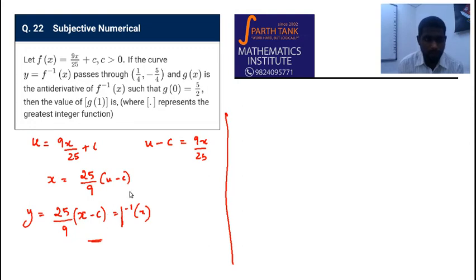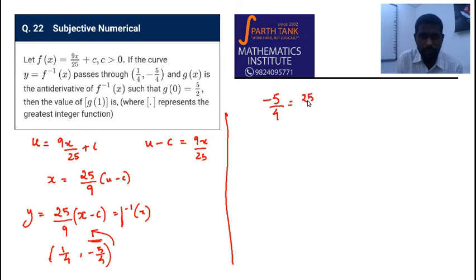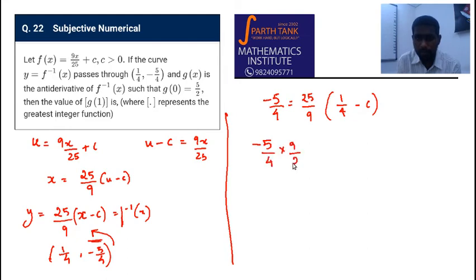Okay, so first thing is f inverse of x. Now what do I have? They have said f inverse of x passes through 1 by 4 comma minus 5 by 4. So 1 by 4 comma minus 5 by 4 satisfies this. Substitute that and I get minus 5 by 4 is 25 by 9 into 1 by 4 minus c. All this is to calculate what is the value of c. So let's see. Take it to the other side. Minus 5 by 4 into 9 upon 25.